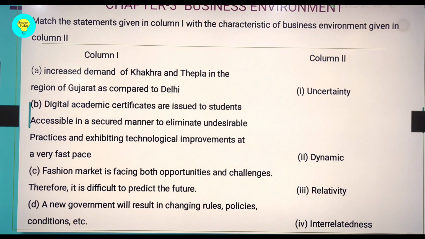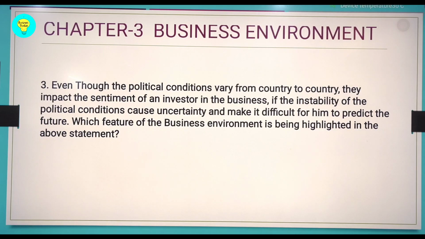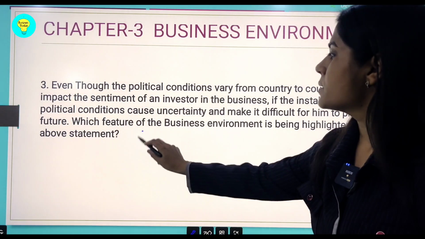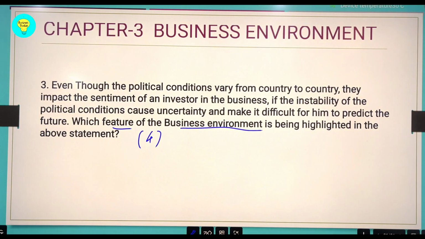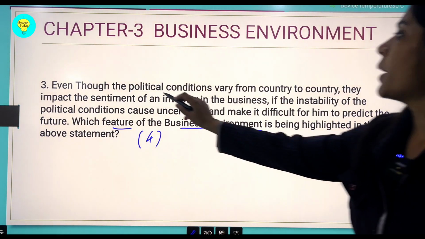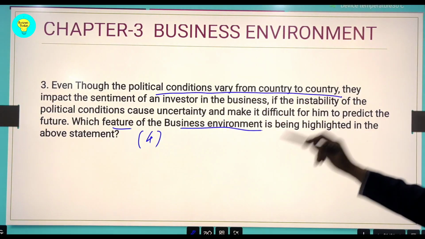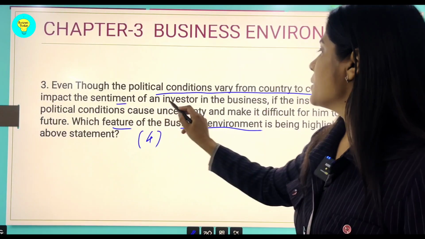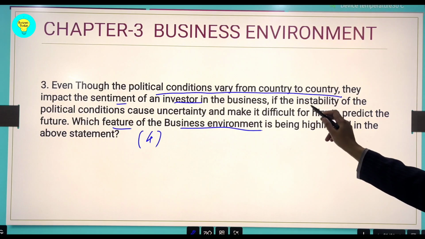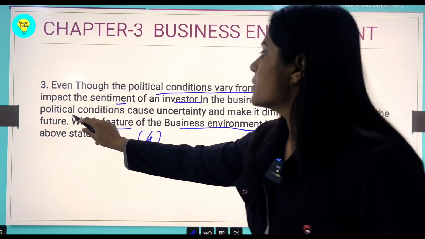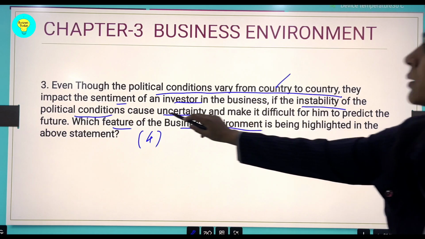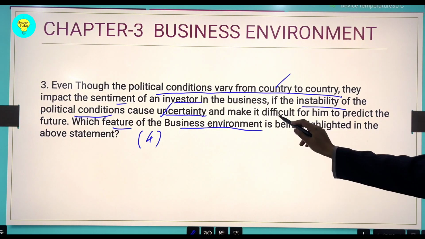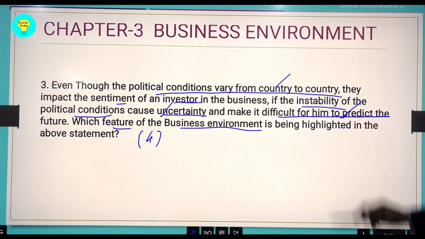Let's move further, students. There is another question on this topic, and this is a 4 marker that has been asked based on the feature of business environment. It says, even though the political conditions vary from country to country, the sentiments of an investor in the business, if the instability of the political conditions cause uncertainty, so varying from country to country, then talking about uncertainty, making it difficult for him to predict.